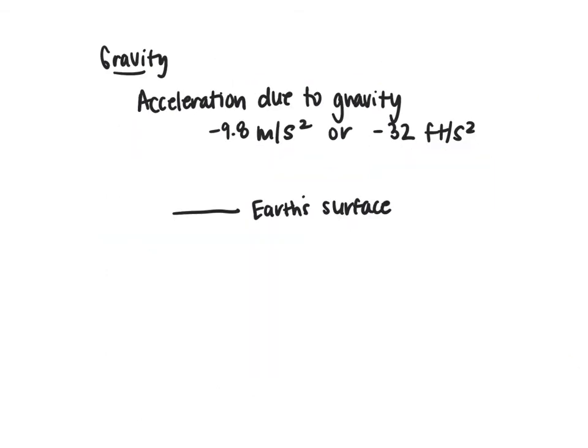Right, the next thing we need to talk about is gravity. The acceleration due to gravity is either negative 9.8 meters per second squared or negative 32 feet per second squared. And you probably have learned that if you are in physics. So if we have the Earth's surface, say it's right here, anytime we're moving away from the Earth's surface, it is positive. Anytime we're moving down to the Earth's surface, it is negative.